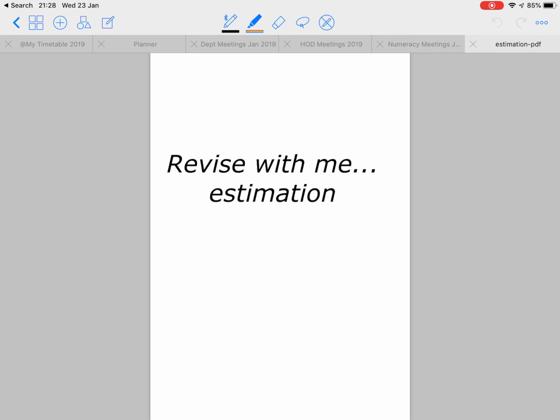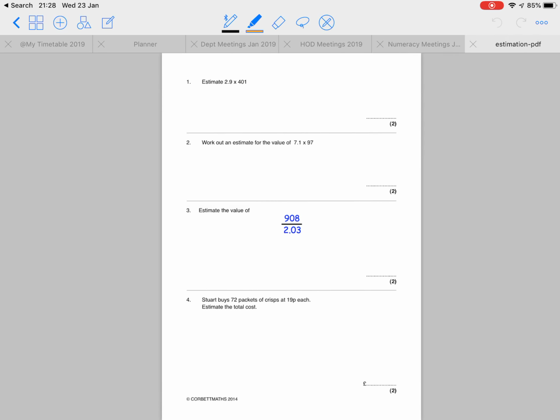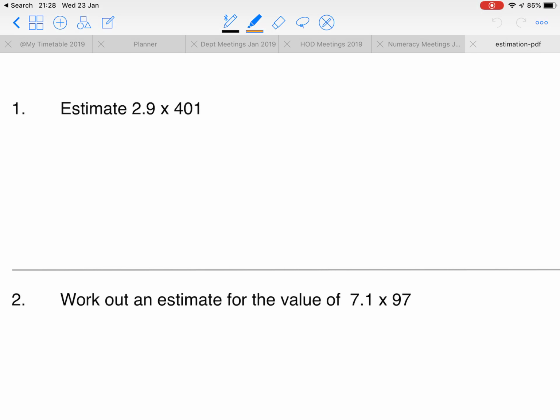As requested by a pupil in school today. Looking at estimation, every time you look at a calculation, the numbers need to be rounded to 1 SF. So every question, you're rounding your numbers to one significant figure. 2.9 is going to round up to 3, whole number. 401 is going to round to 400. The calculation you get for the estimation should be nice and straightforward to be done as mental arithmetic.